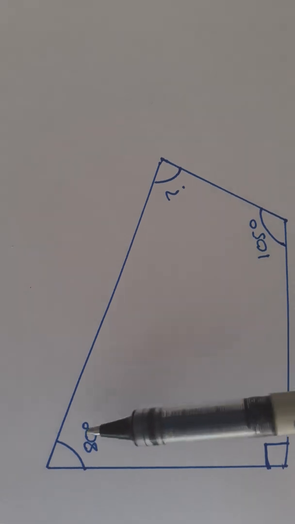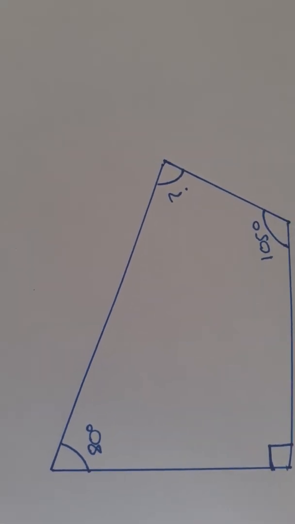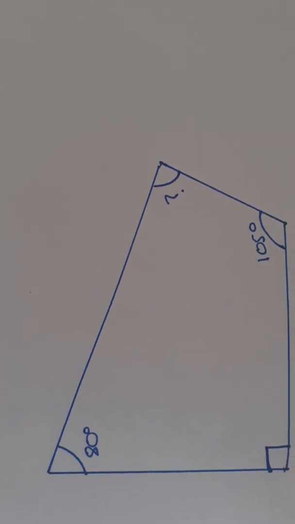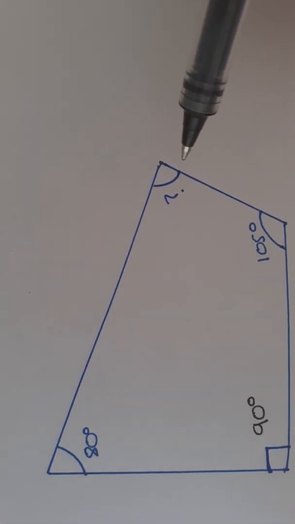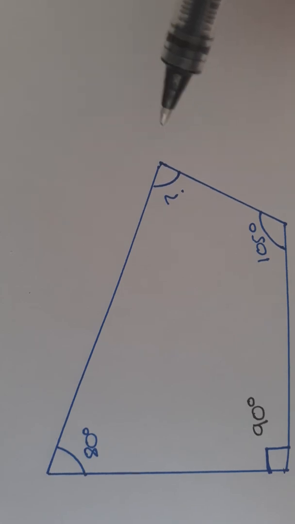You can see that I've been given two angles very clearly, 80 degrees and 105 degrees. We've also been given this angle here. If you remember one of my earlier rules, we know that that square always means that the angle is 90 degrees. What we don't know is this angle over here. So we need to use one of the techniques we talked about earlier.